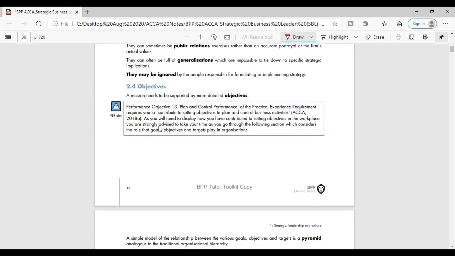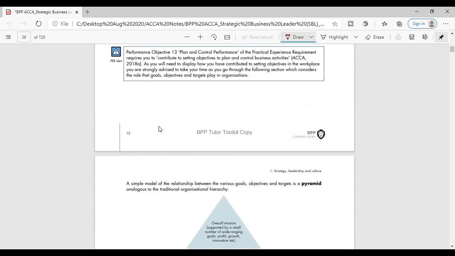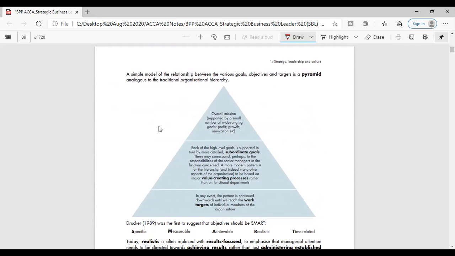So that's what it is saying here. The mission needs to be supported by more detailed objectives, and then how it can be done will come into the picture as well. A simple model of the relationship between the various goals, objectives, and targets is a pyramid, analogous to the traditional organizational hierarchy. For some reason, humans have a tendency to love pyramids, be it the Giza pyramids of Egypt, but we always try to put everything under the pyramid.